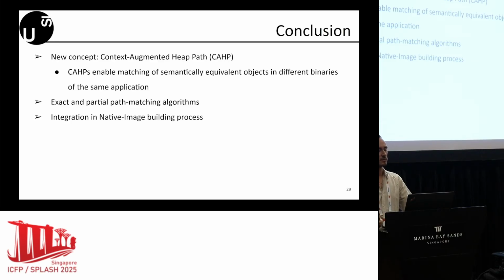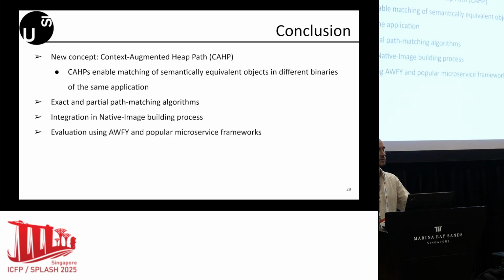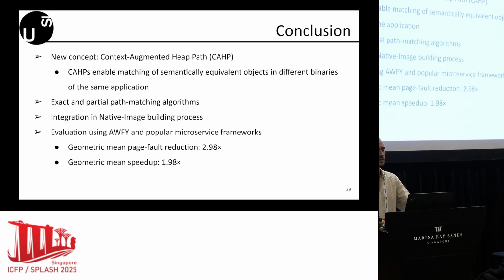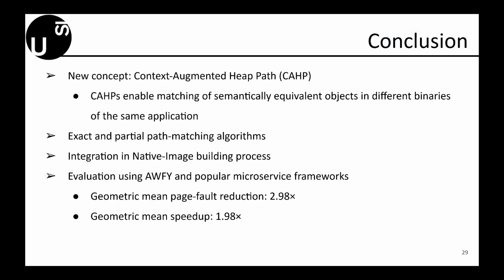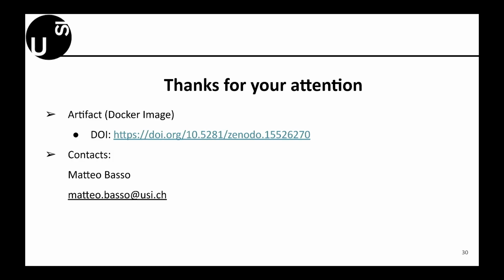We integrated our approach in Native Image, and we evaluated it on RWFastYet and on popular microservice frameworks, showing a page fault reduction factor of 2.98 on average and 1.98 average speedup. I would like to thank you for your attention, and I would be glad to answer your questions.